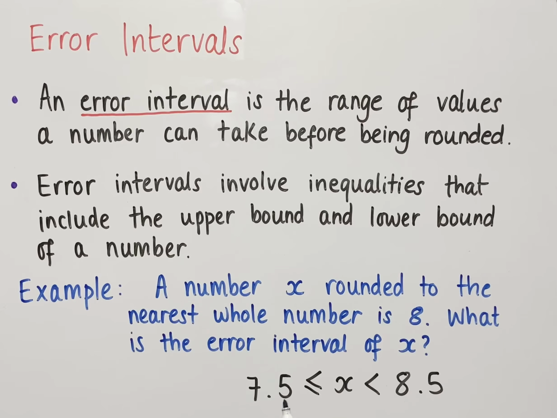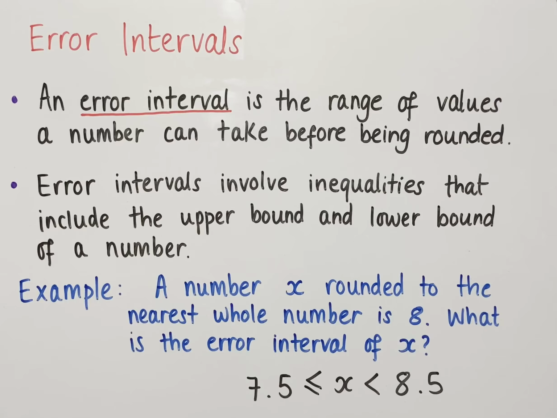7.5 rounds to 8. If we had anything less than 7.5, so for instance if we had 7.49, then to the nearest whole number that would round to 7. And so since 7.5 is the smallest possible value that rounds to 8 when rounded to the nearest whole number, then x is either equal to 7.5 or it can be greater than 7.5. So we could have 7.6, for instance, which rounds to 8. And we could have 7.85, which rounds to 8, and so on.